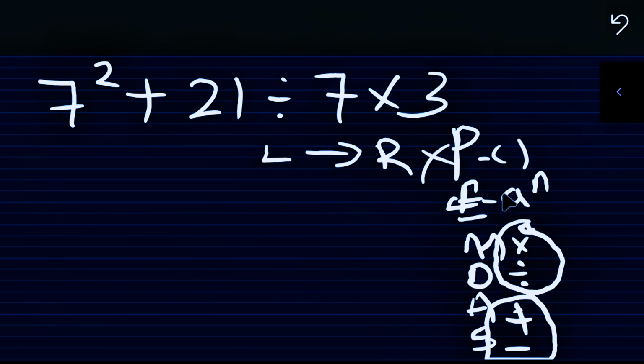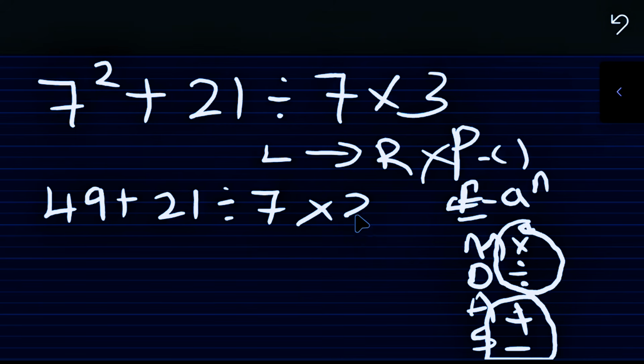So we are going to solve for the exponent first. 7 squared, that is 7 times 7 equals 49, plus 21 divided by 7 times 3. And like we said earlier, because division and multiplication are of the same priority, we are going to divide first. So we have 49 plus 21 divided by 7 times 3.